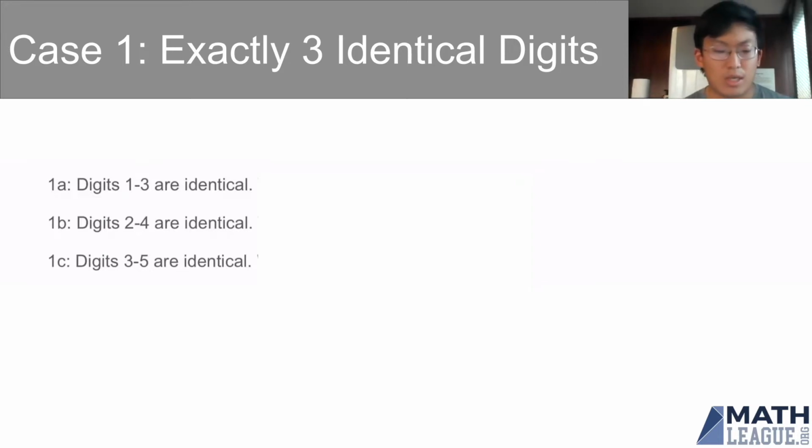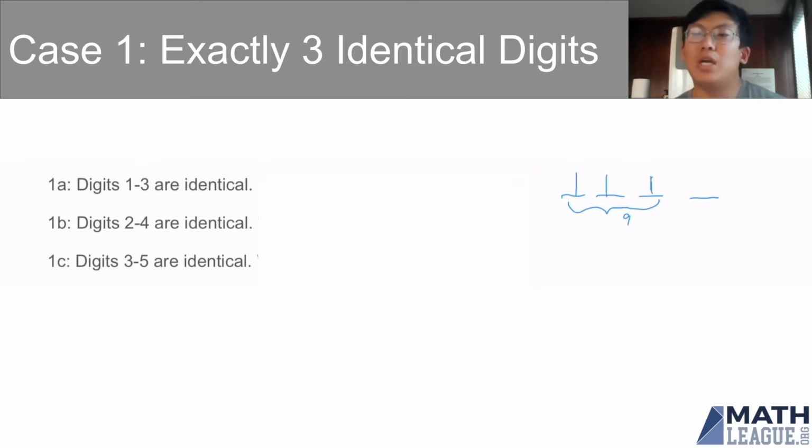Now, let's look at subcase 1A. We know that the first 3 digits are identical, and the 4th digit has to be different from the first 3 digits. Now, for the first 3 digits, the only digit we cannot choose is 0, since that would result in the first 3 digits being 0, thereby producing a number that is no longer 5 digits. So for the first 3 numbers, we can choose any of 9 choices. And without loss of generality, let's say we choose 1.